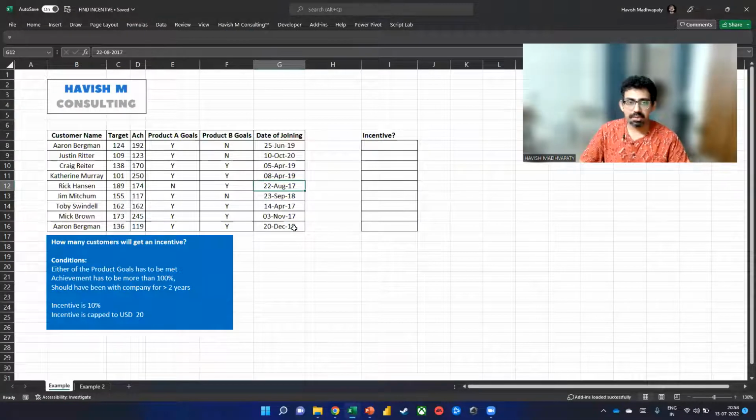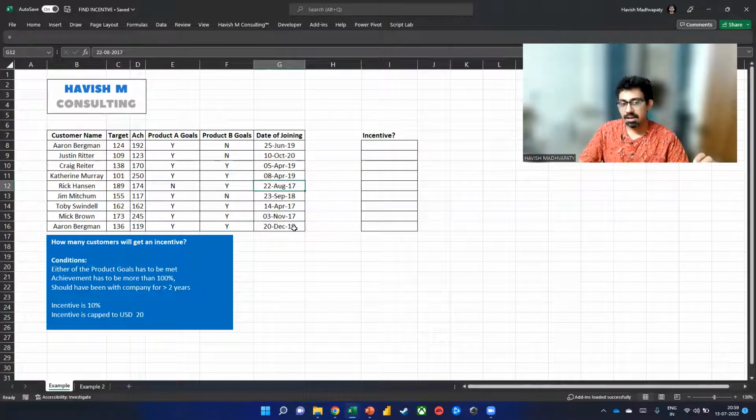We have the data for customers, and each customer has been given a target, and we have the achievement as well. Then we have the product goal for A and B, which is either met or not met. So yes or no. And then we have the date of join. Now we would like to know if the customer gets an incentive or not. And for the person to get an incentive, there are a few conditions that have to be met.